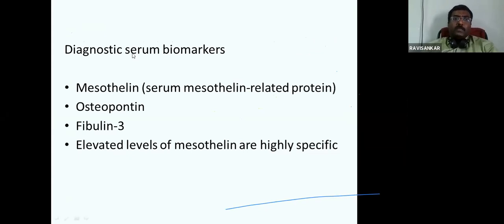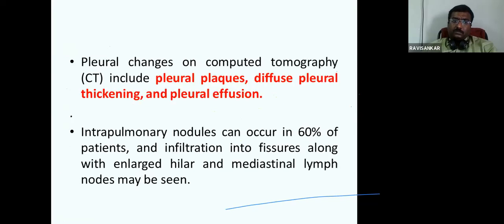The serum biomarkers that are commonly associated include mesothelin, osteopontin, fibulin 3, the frequent biomarkers that are associated with the mesotheliomas. The CT picture usually shows pleural plaques, diffuse pleural thickening, with or without pleural effusion.